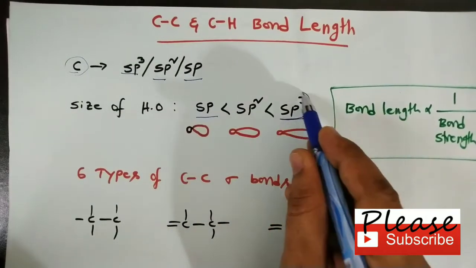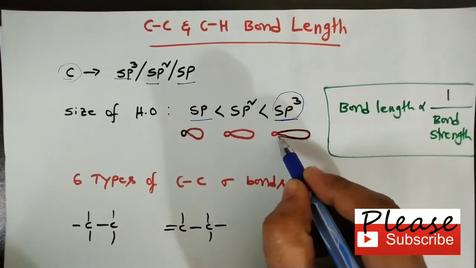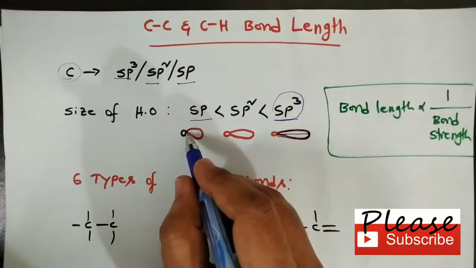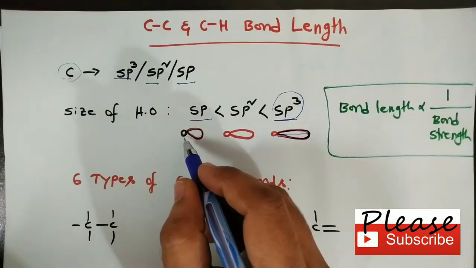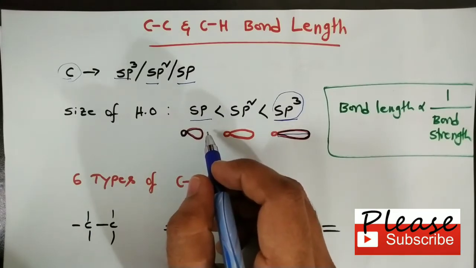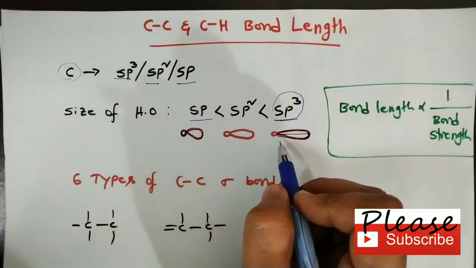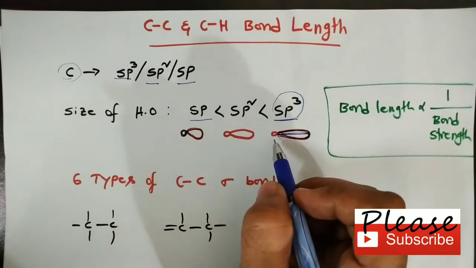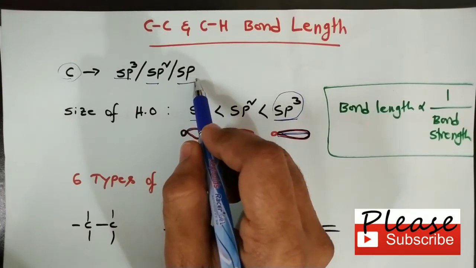So with increasing p character, the length increases, it means the bond length also increases. Here the sp hybrid orbital is smaller in size, has more s character, and is very close to the nucleus. It means that it has the least bond length. So with increasing p character, size increases, as well as the bond length. If carbon has 2 pi bonds and 2 sigma bonds, that is sp hybridization.